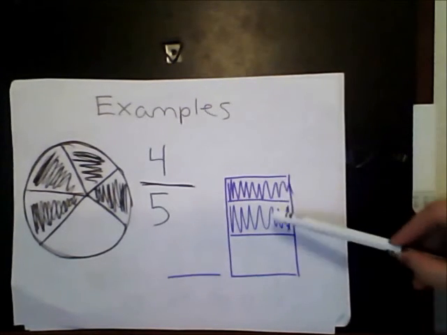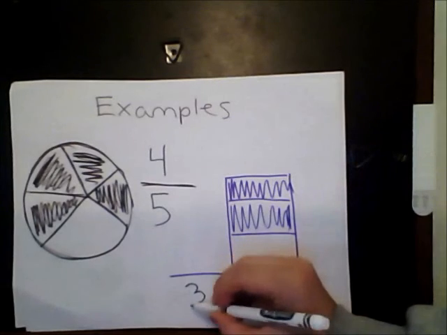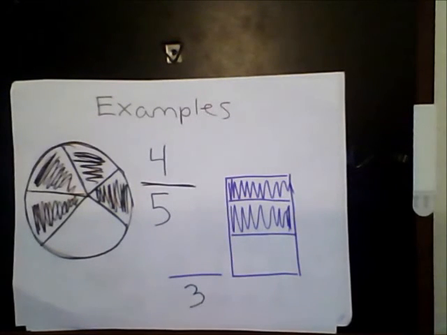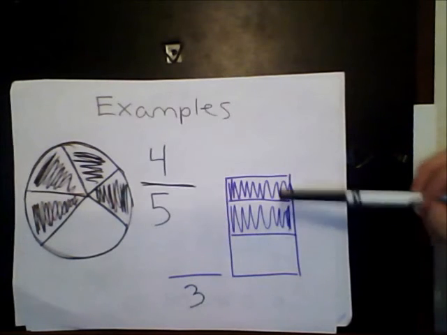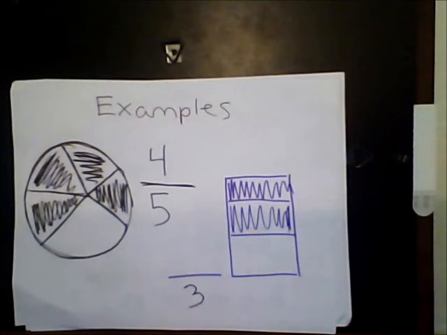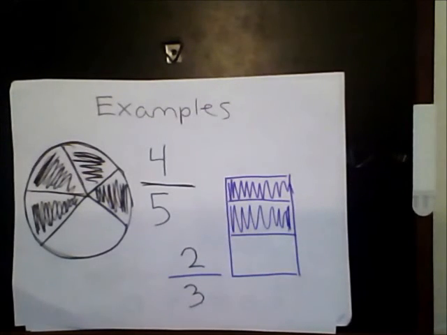We have 1, 2, 3 equal parts, making 3 the denominator. And we have 2 parts of 3 shaded in, 1, 2, making 2 the numerator. The final fraction is 2/3.